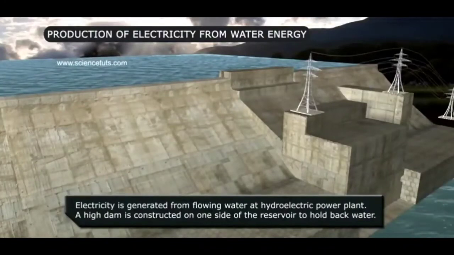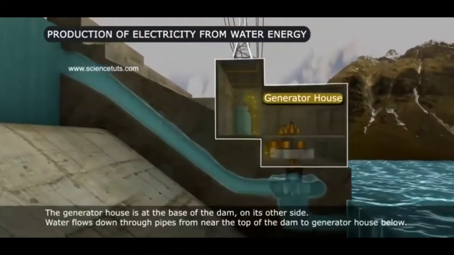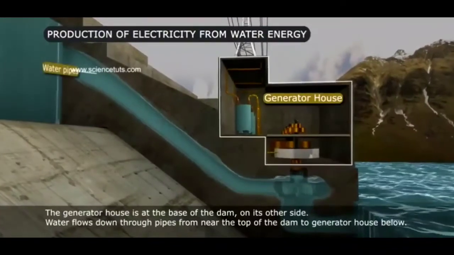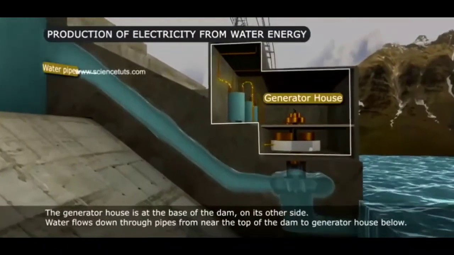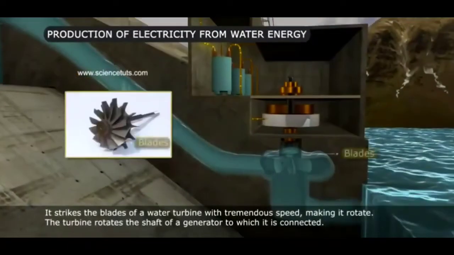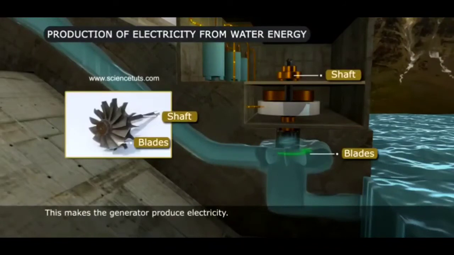Electricity is generated from flowing water at a hydroelectric power plant. A high dam is constructed on one side of the reservoir to hold back the water. The generator house is at the base of the dam on its other side. Water flows down through pipes from near the top of the dam to the generator house below. It strikes the blades of a water turbine with tremendous speed, making it rotate. The turbine rotates the shaft of a generator to which it is connected. This makes the generator produce electricity.